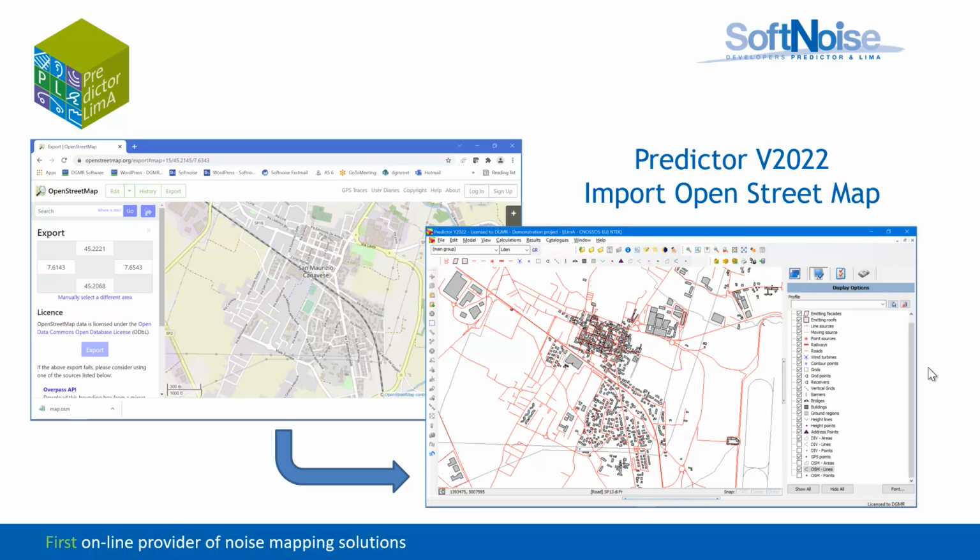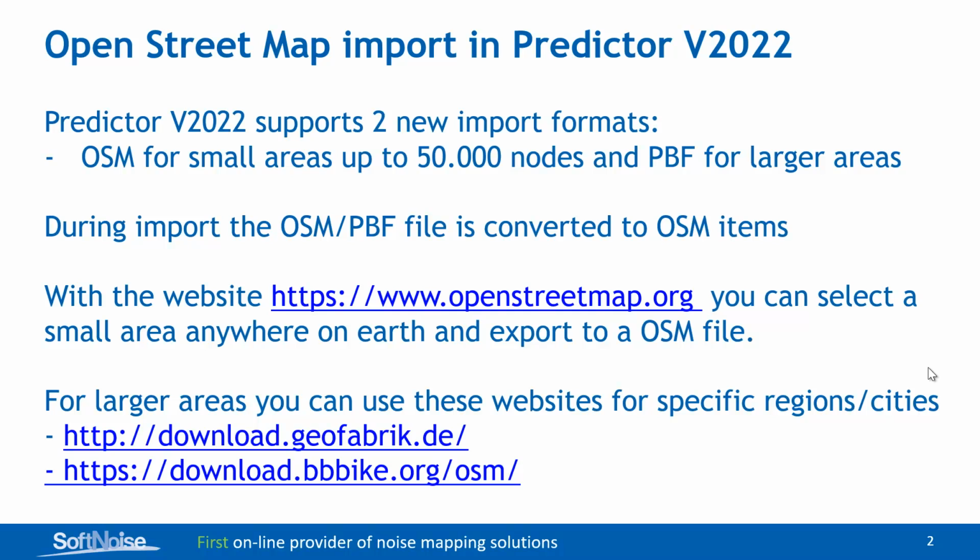Welcome to this tutorial video on importing OpenStreetMap files, a new option available in Predictor 2022. Two new import formats are available: OSM for small areas, PBF for large areas. During the import, these files are converted to OSM items.